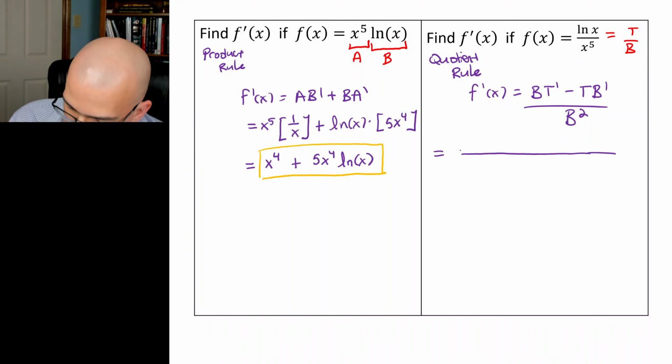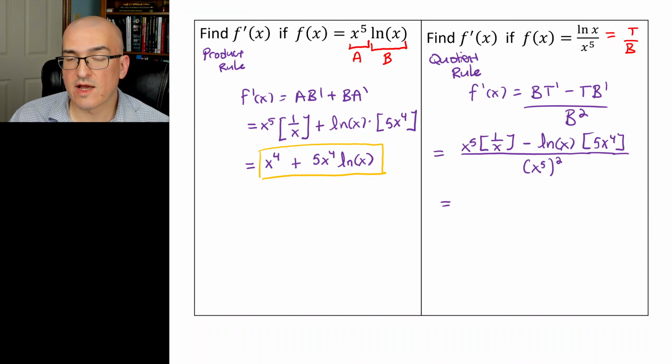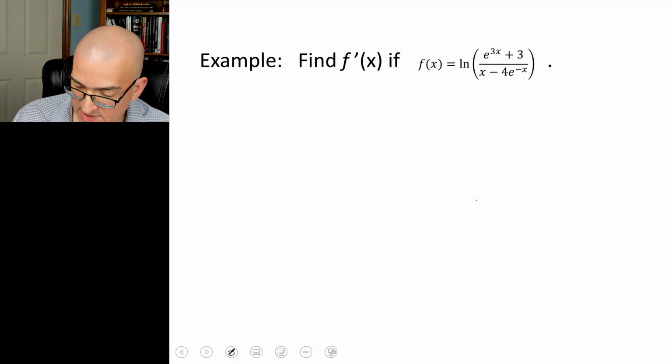The bottom function is x to the power 5. The derivative of the top, derivative of ln of x, is 1 over x, minus the top function, ln of x, times the derivative of the bottom, derivative of x to the power 5 is 5x to the power 4, all divided by the bottom squared, x to the power 5, all squared. I'll simplify a little tiny bit. X to the power 5 times 1 over x is again x to the power 4.